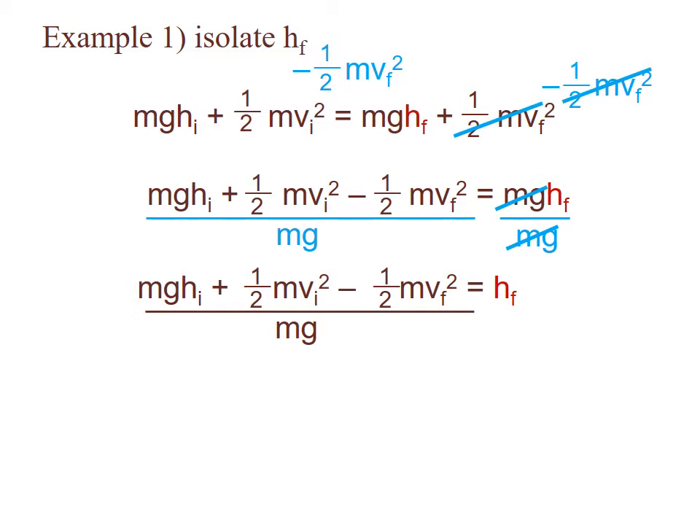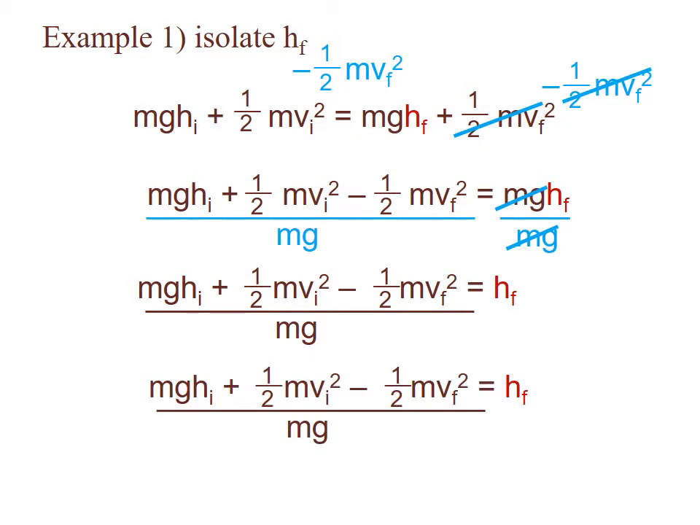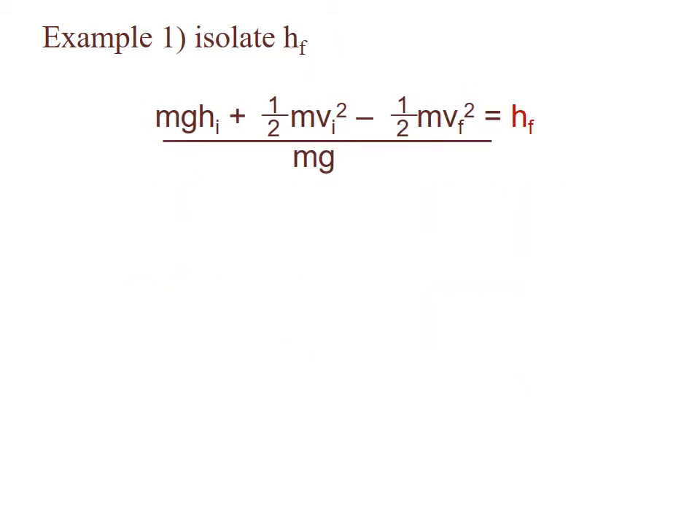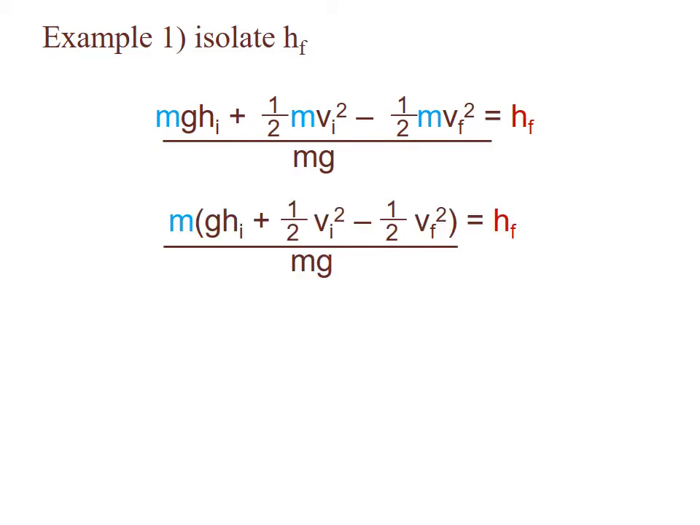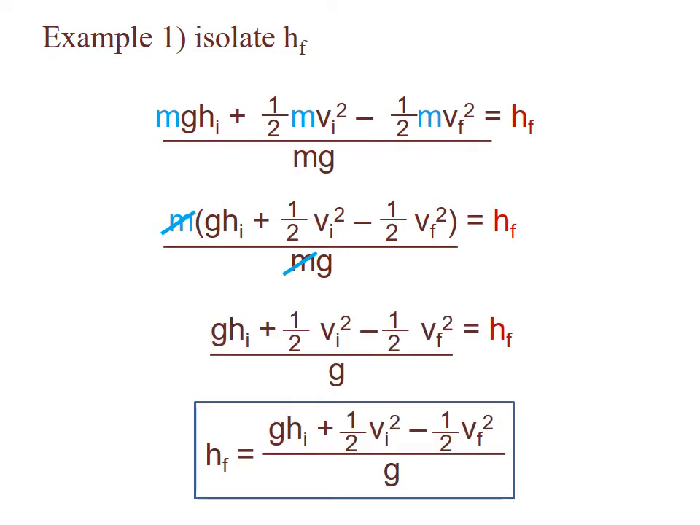This could be considered the finish point, but this could be further simplified because I can see that mass is located in multiple terms on the left-hand side. I can take m out as a GCF. Now I have an m in the numerator and an m in the denominator, which can factor out. That will further simplify my equation. So hf equals ghi plus half vi squared subtract half vf squared all over g.